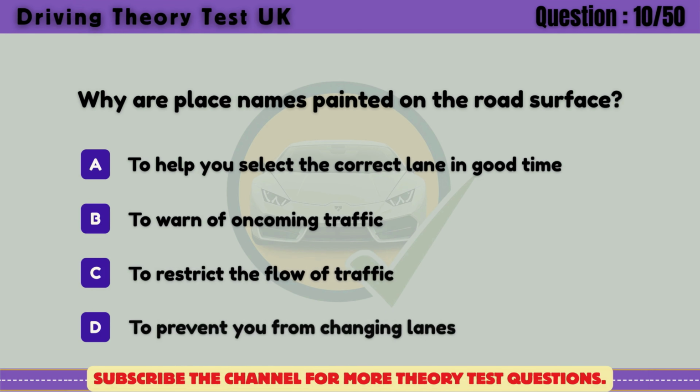Question 10. Why are place names painted on the road surface? Option A. To help you select the correct lane in good time. B. To warn of oncoming traffic. C. To restrict the flow of traffic. D. To prevent you from changing lanes.